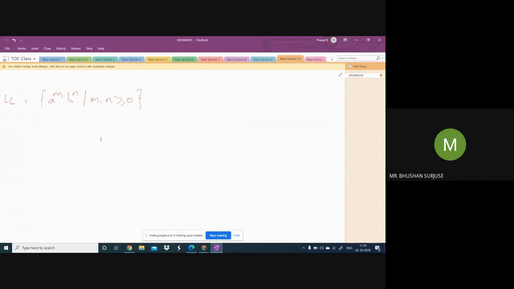Yes, sir. So b square strings will be there, no, sir? B square, b cube strings will be there. Only b's: b, b power 4, b power 5, b power 6, and so on. Similarly, only a's: a square, a cube, a power 4, a power 5, and so on. Only a's and only b's, or any number of a's followed by any number of b's can be there. Okay, sir.